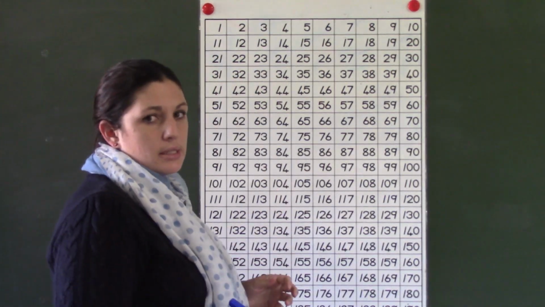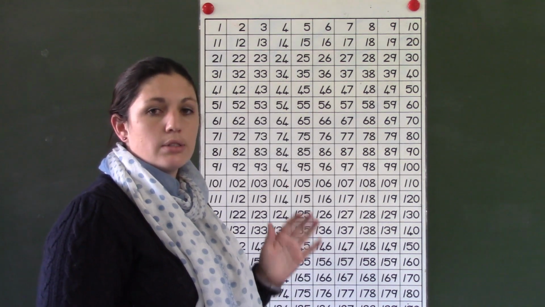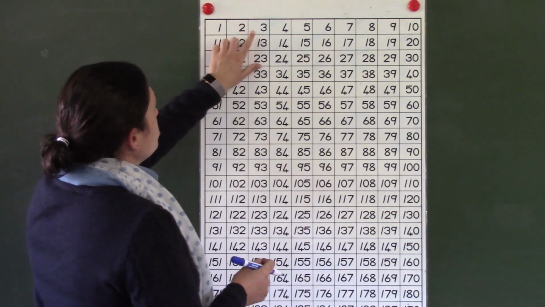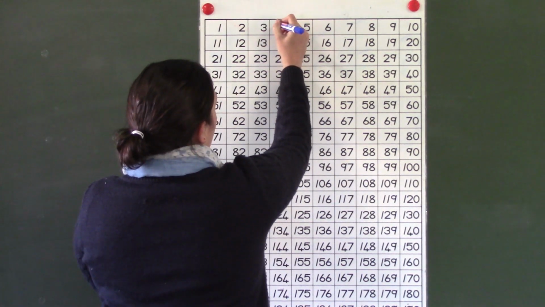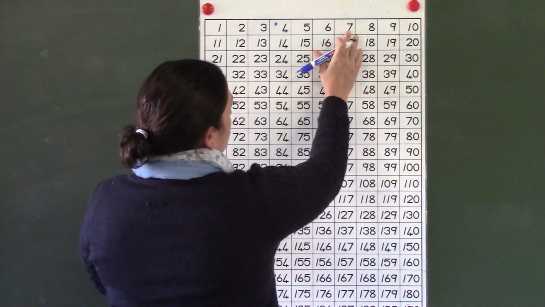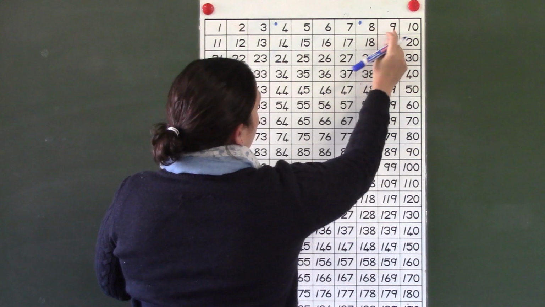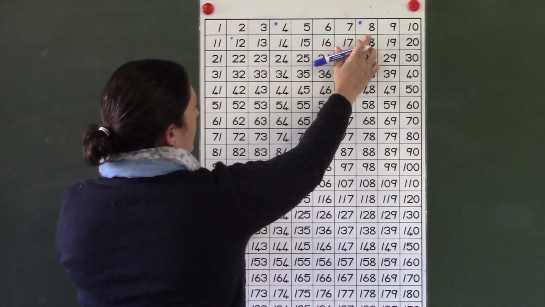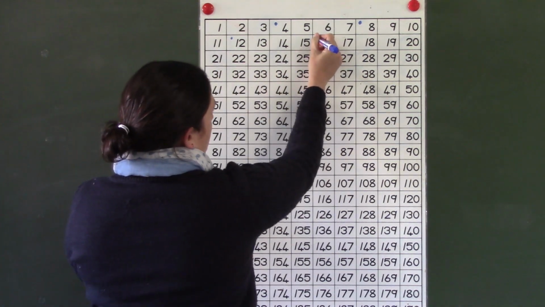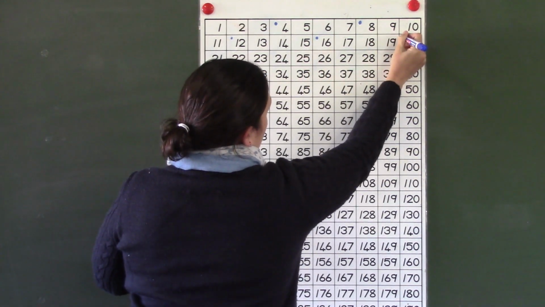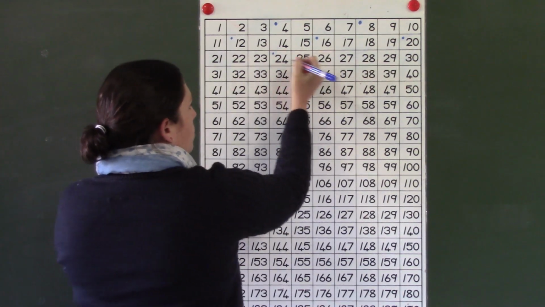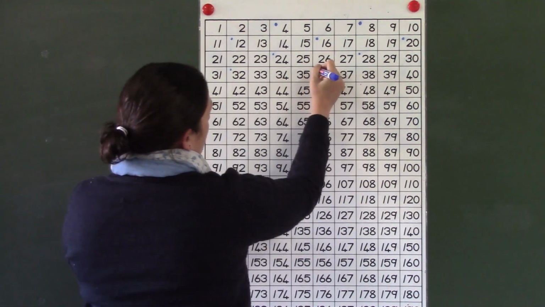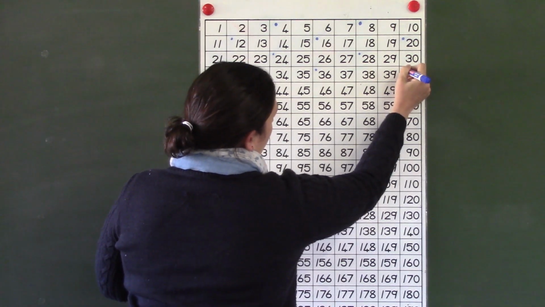So you're going to start by counting in fours. It doesn't matter if you go slowly and you count each number individually at the moment. So 1, 2, 3, 4. I'm going to put a dot. 1, 2, 3, 4. So 4, 8, 12, 16, 20, 24, 28, 32, 36, 40.